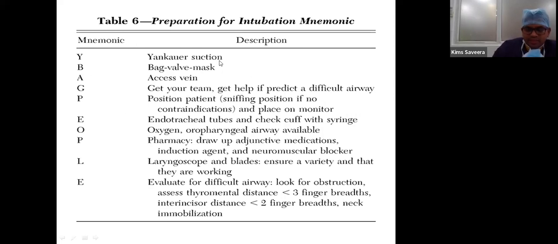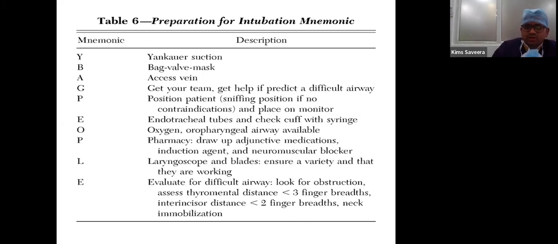Prevention of aspiration is one of the main concerns. So our suction should be ready, and a bag and ventilation mask to maintain the safe period. And we should have good access to a vein, if we get hypotension, to treat it in an emergency and to give medication. To get our team prepared for a difficult airway, patient positioning is important, and checking of the endotracheal tube and its cuff and syringes, and see that oxygen and oropharyngeal airways are prepared. And pharmacy means all induction agents and neuromuscular agents.